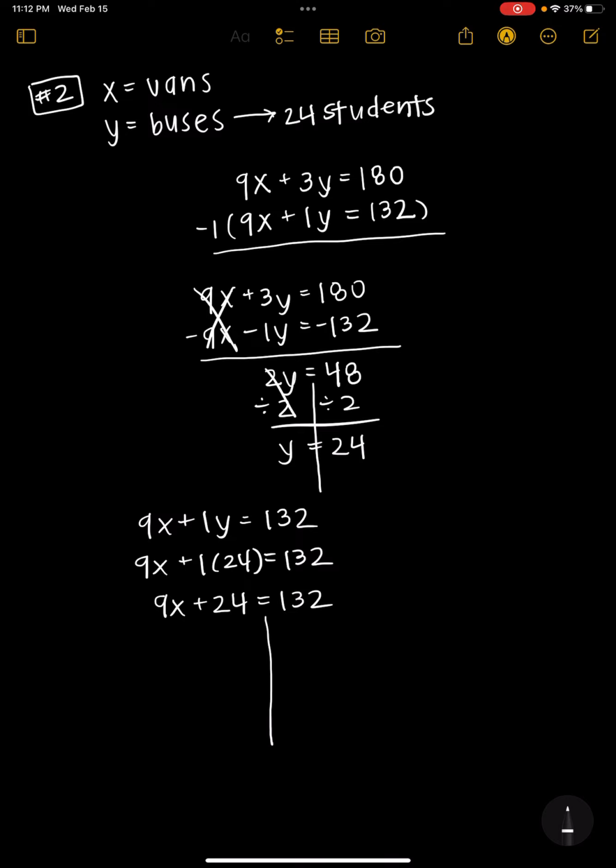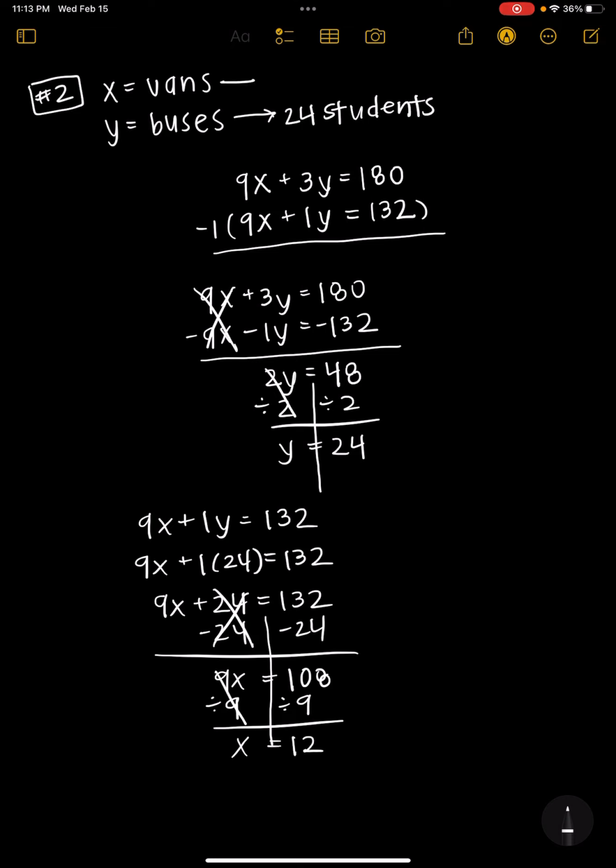Now I want to solve that for x by subtracting 24 from each side, and I would get 9x, the 24's cancel out, is equal to 132 minus 24, which is 108. Then I can divide each side by 9, and I should get, the 9's cancel out, and I should get 12, which means that the vans can hold 12 students each. And those are my 2 answers.